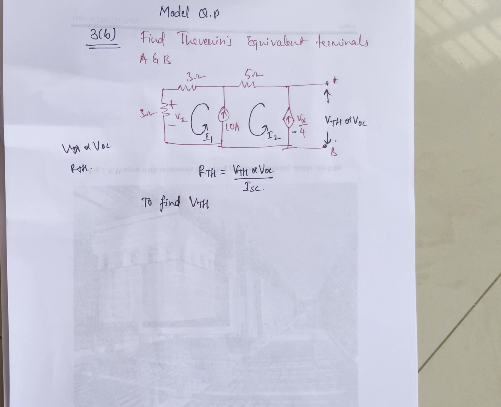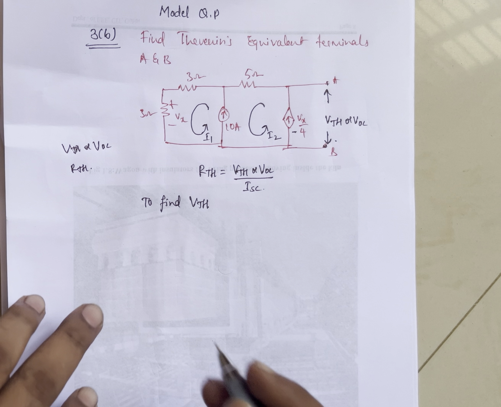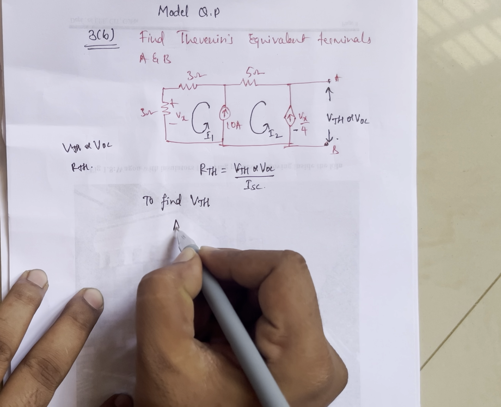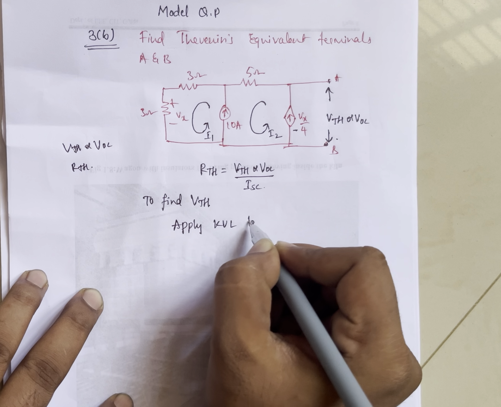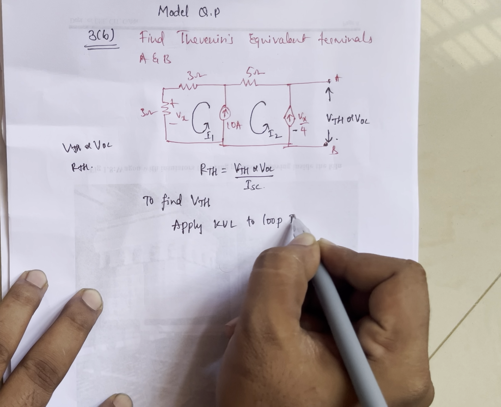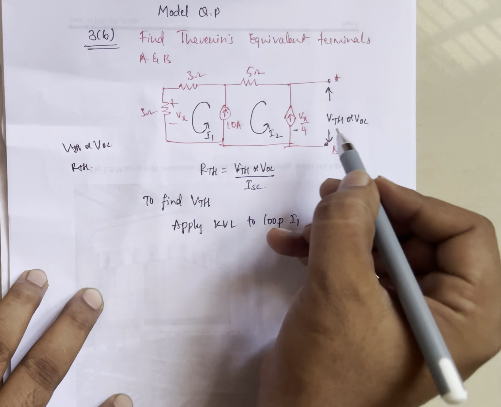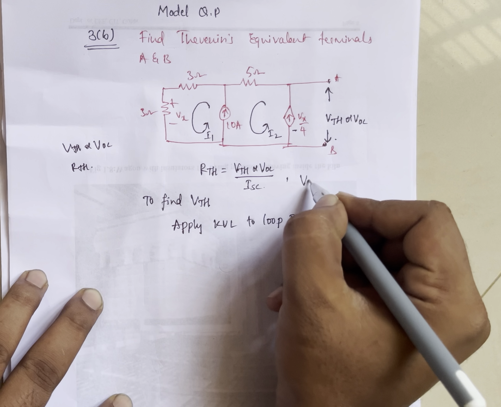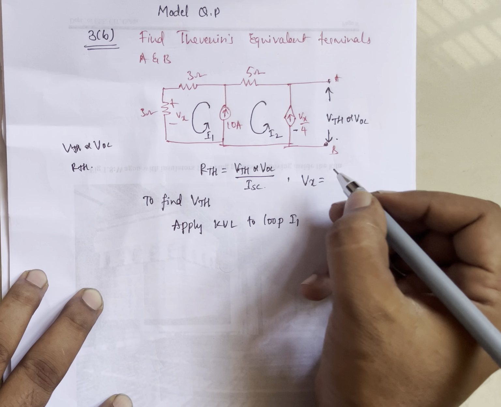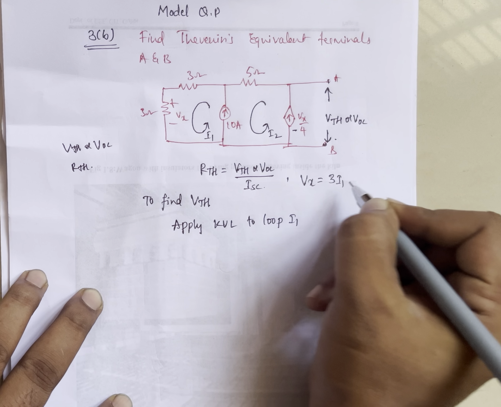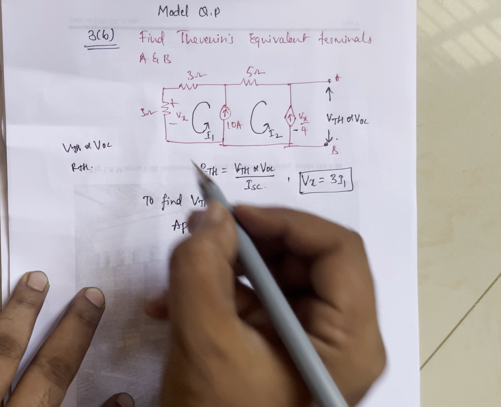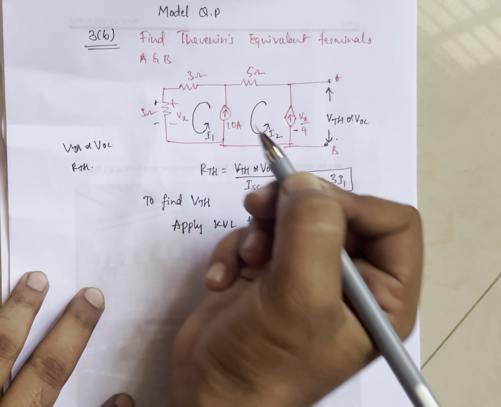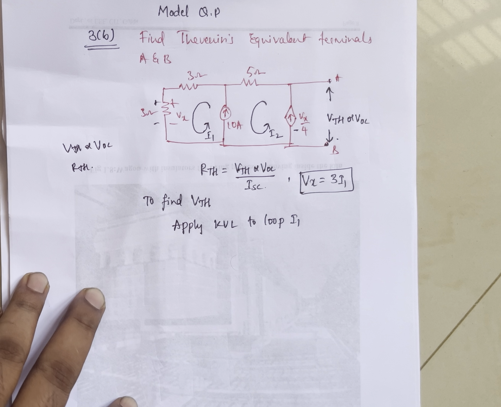Then you need to find the value of VTH. Before that, now apply KVL to loop I1. Before that, you need to write Vx. What is Vx? Vx is nothing but 3 into I1. 3 into I1 is Vx, as the current direction is also from plus to minus.